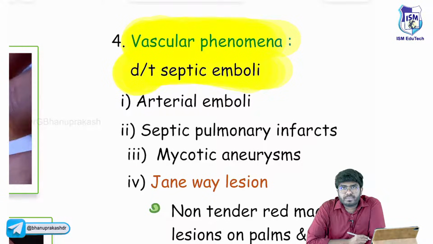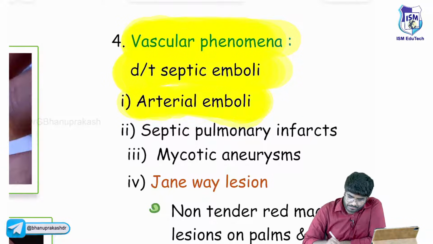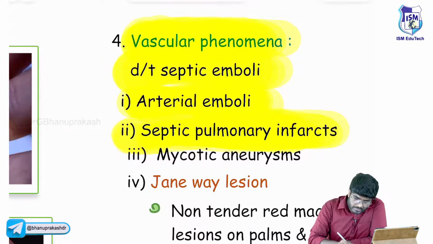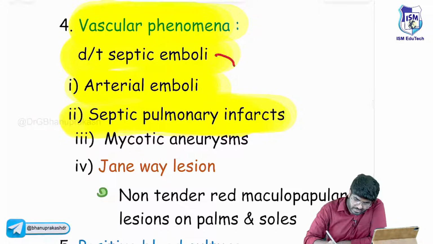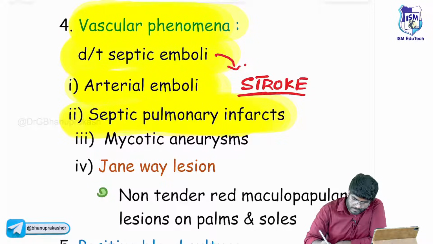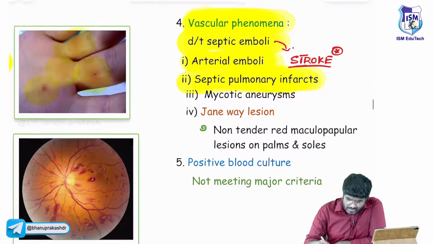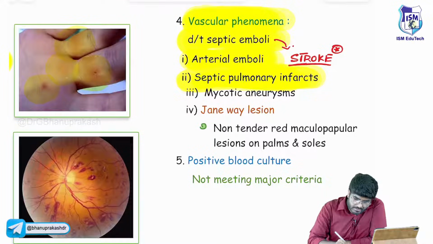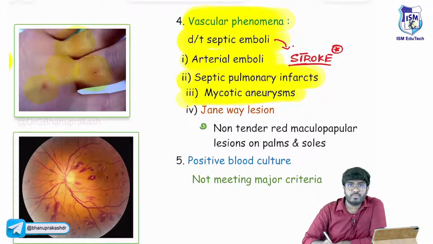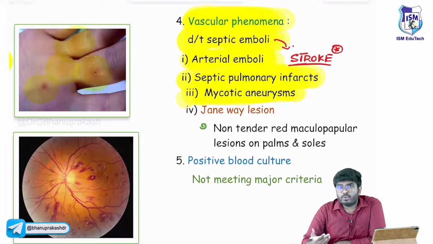So these emboli will go into the arteries and block the blood vessels. So arterial embolization can happen. That can lead to infarcts, septic infarcts. Septic pulmonary infarcts. And let me write here, there is a possibility of stroke because of the septic emboli. Next, mycotic aneurysms. In yesterday's class we have discussed that mycotic aneurysms are because of the bacterial involvement of the blood vessels.